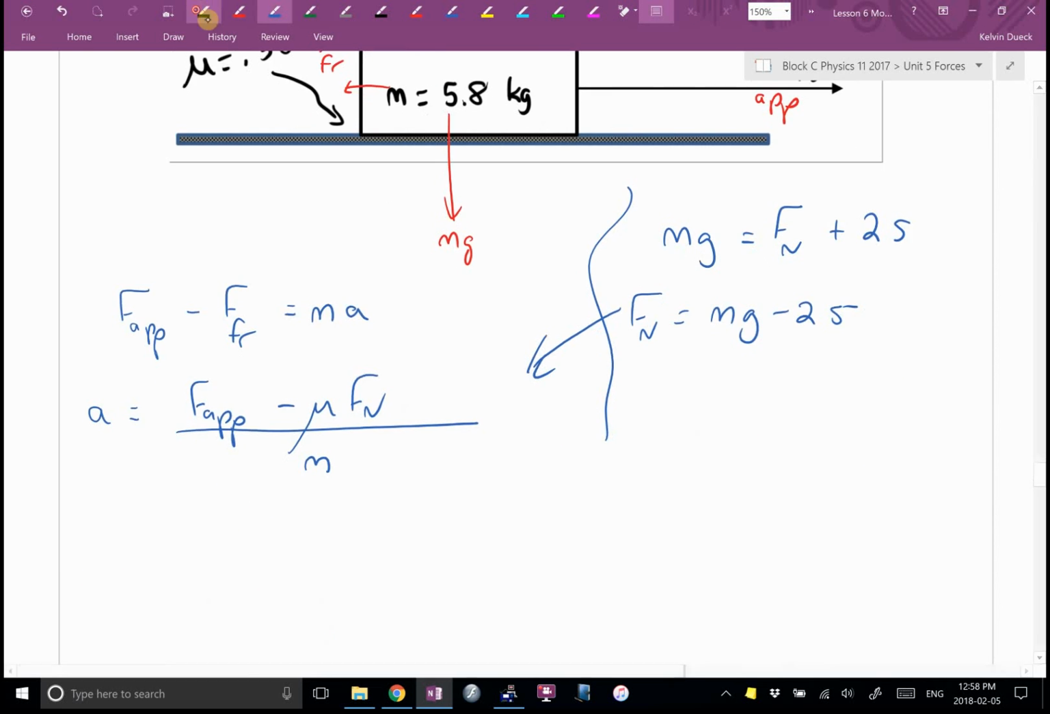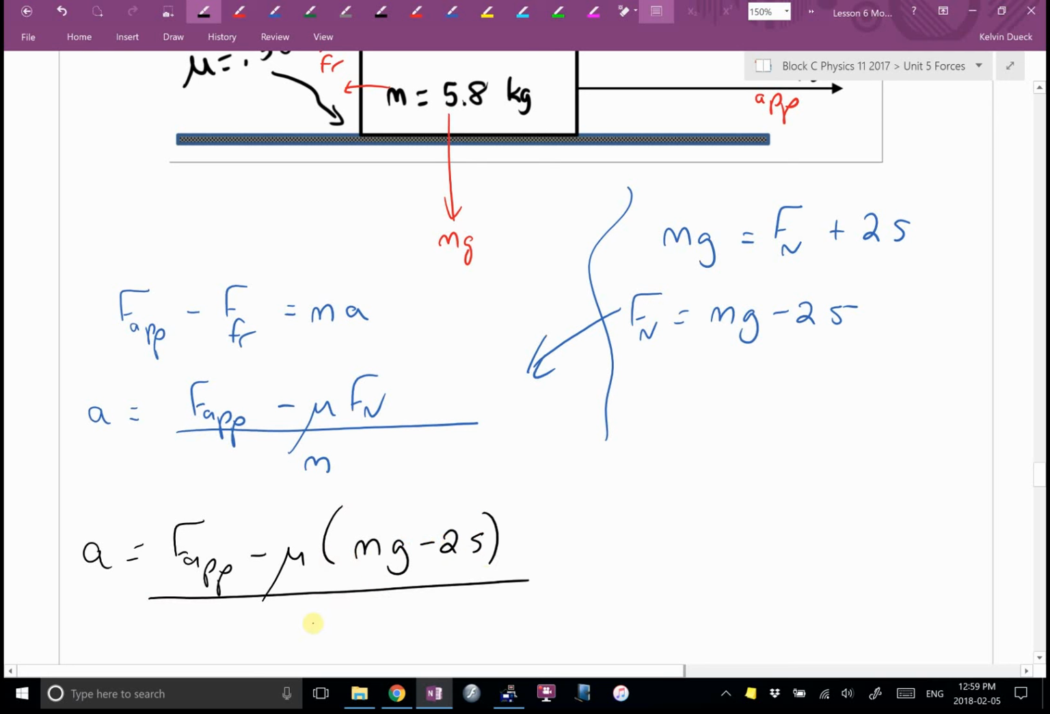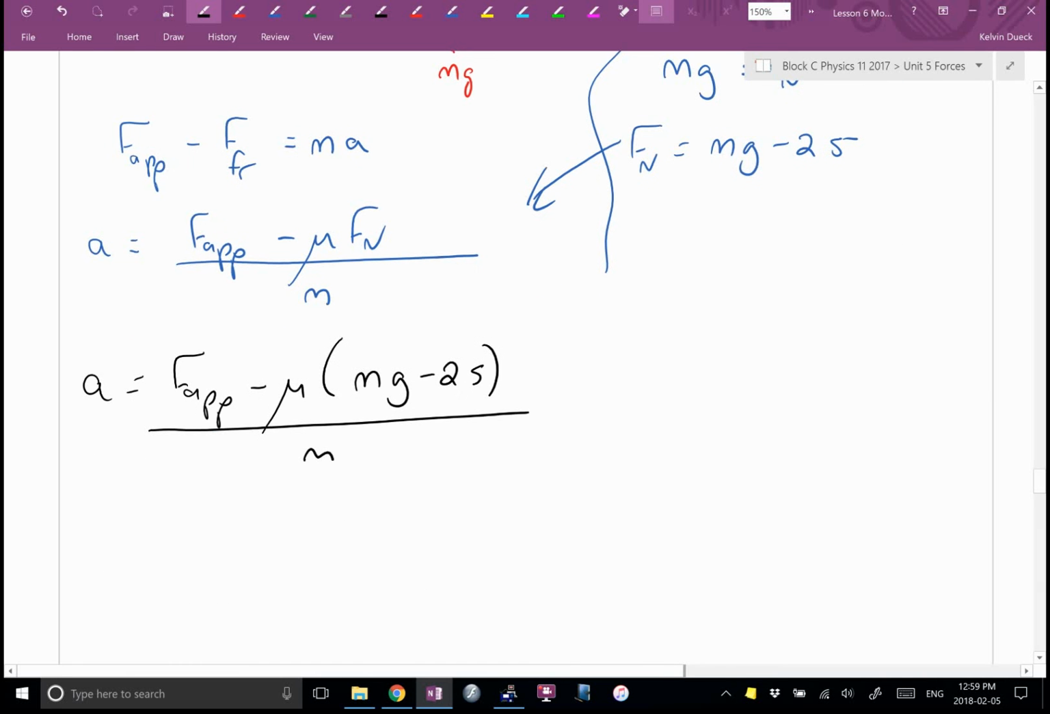So I'm going to go like this. A equals F applied minus mu bracket mg minus 25, all over M. Do a quick check. Do I know everything? Do I know F applied? Do I know mu? Do I know M? Do I know G? 9.8. Do I know M? Hey, good. We figured out everything that was missing. Now we've got it to the plug and chug stage.